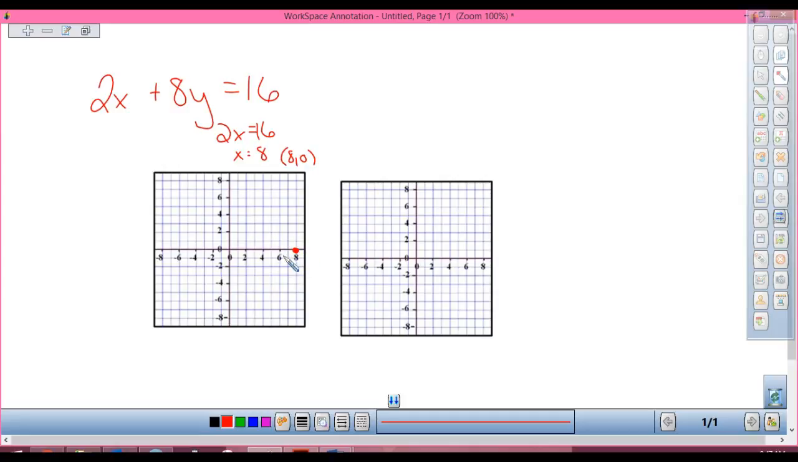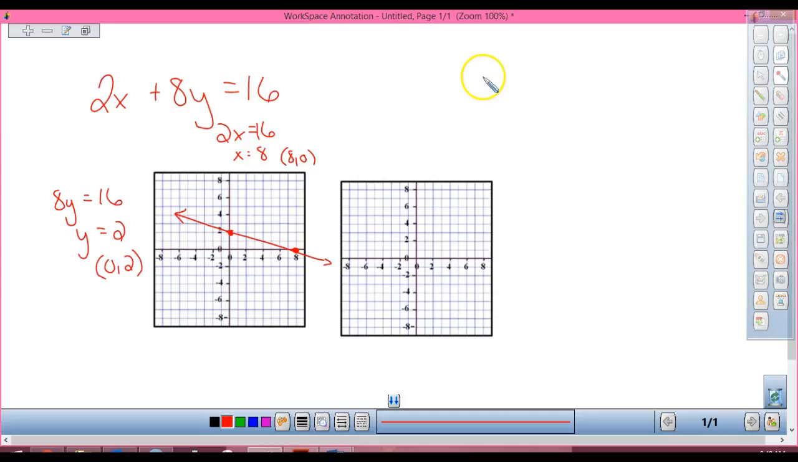Then I'm going to cover up my x. I have 8y equals 16, so y is 2, so this point is (0, 2). So I have that. There's my line. We didn't spend a super lot of time on this, but this is going to come in super handy.